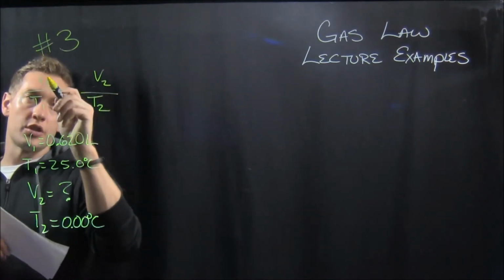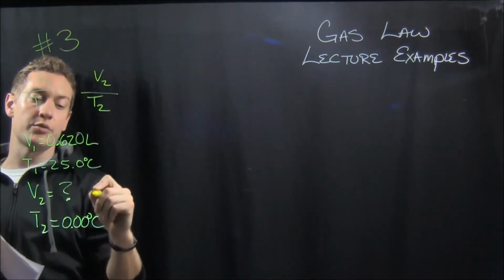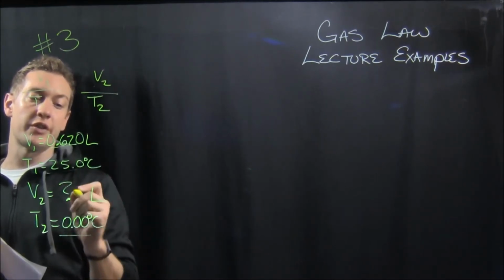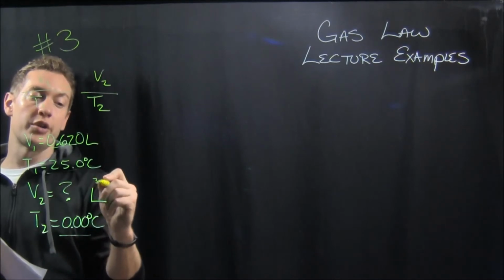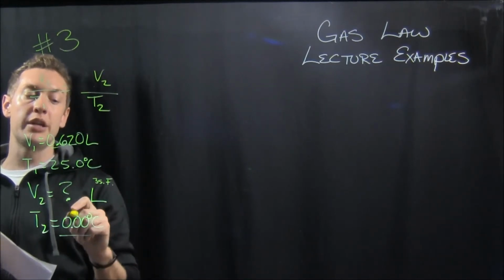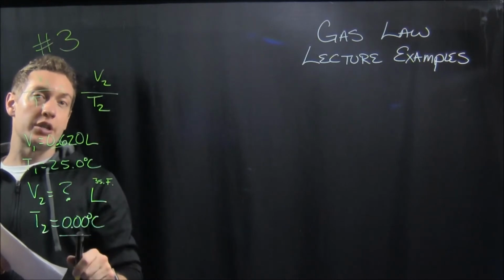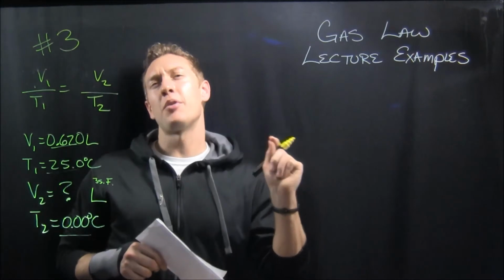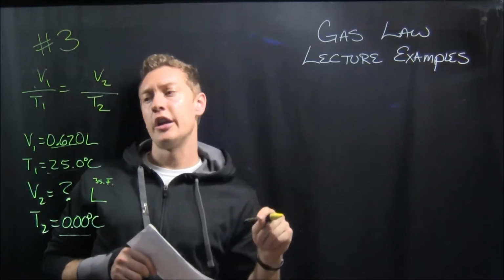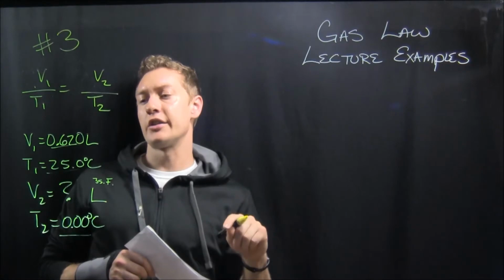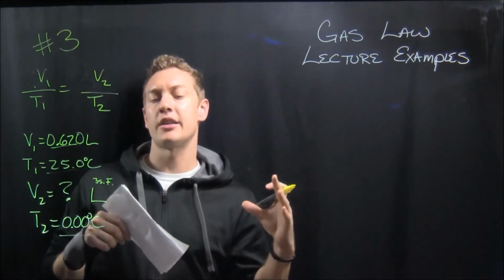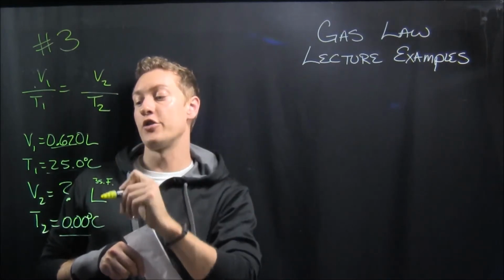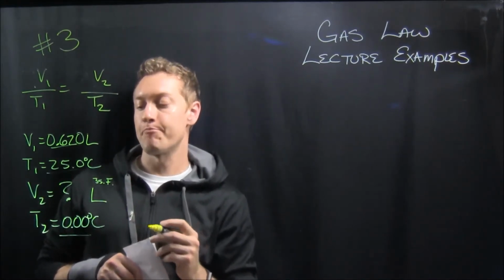In this equation, if I put in liters, I'm going to get liters out, so V2 is going to come out in liters. 3 sig figs, so my answer will be 3 significant figures. Temperature is decreasing, so the particles are going to be moving more slowly. If they're moving more slowly, it's going to be difficult for them to work against the elastic containment of the balloon. So I think the volume should decrease.